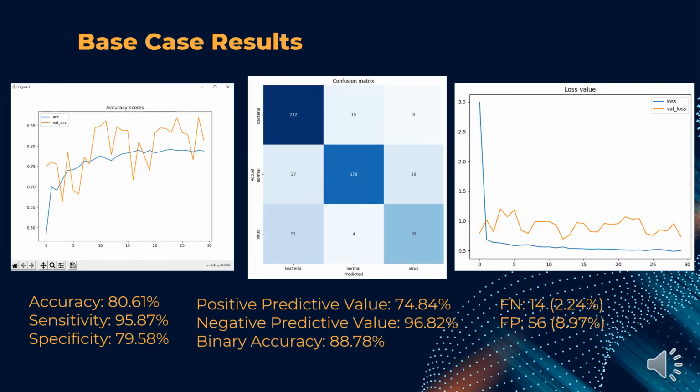Okay, so here is our base case results. The first graph with the accuracy, sensitivity, and specificity values. The orange line is the test set and the blue line is the training set. The middle graph is the confusion matrix with the positive and negative predictive values and also the binary accuracy. And the graph on the right is the loss graph. Obviously, we want to minimize loss and maximize accuracy.